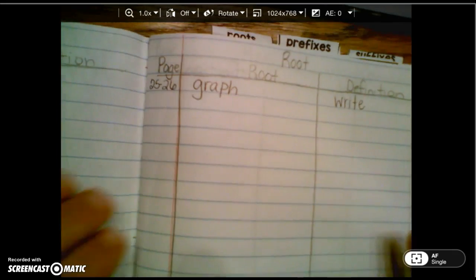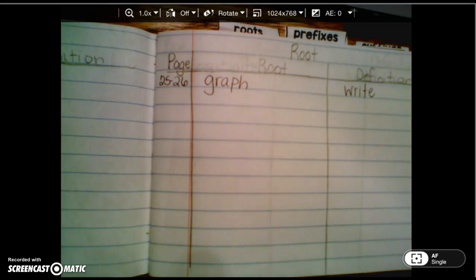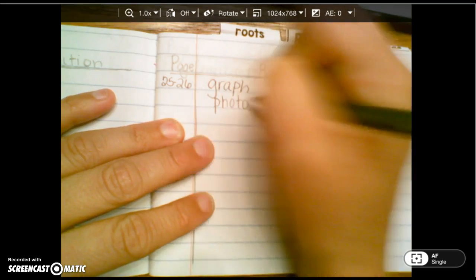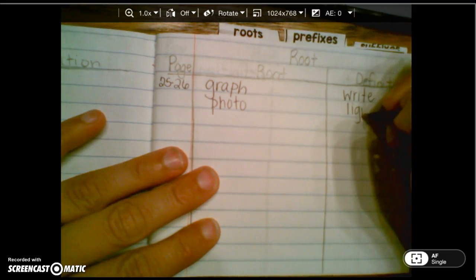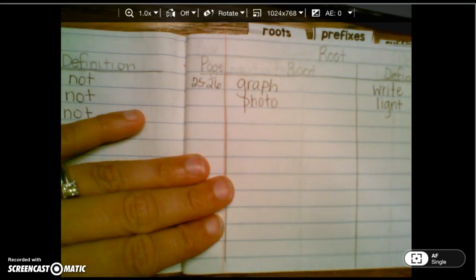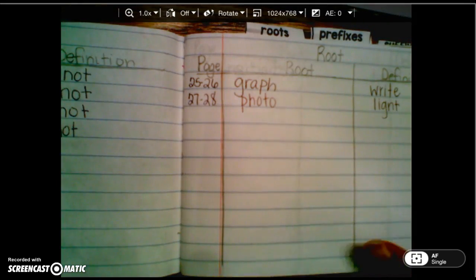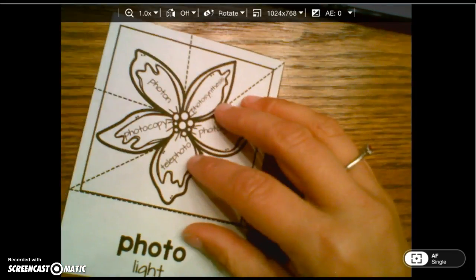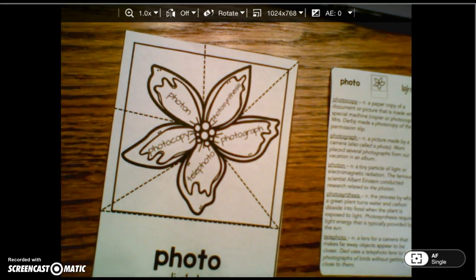Let's flip back to our table of contents for a moment, to the root part of our table of contents. The root that we have this week is photo. Photo means light. And we'll be working on pages 27 and 28. Okay, if you want to put that to the side for just a moment, we have two things that we're going to be working on. We're going to be working on our flower. We're going to be working our definitions.